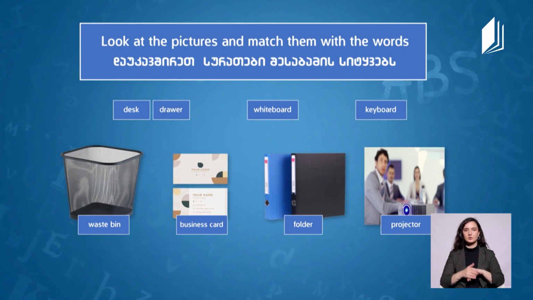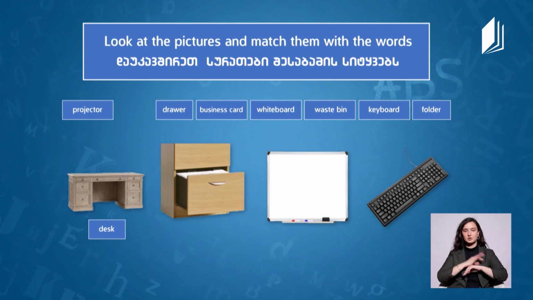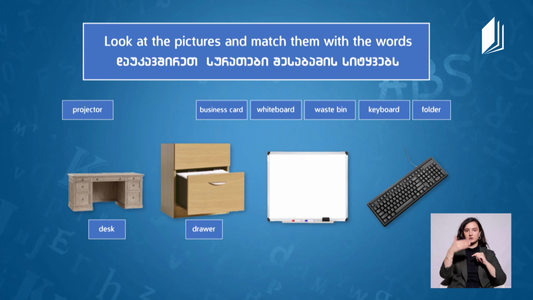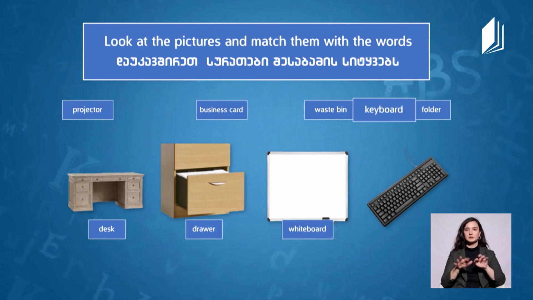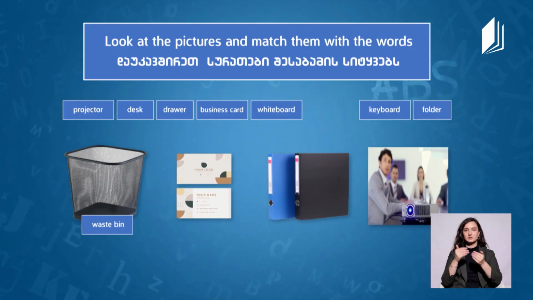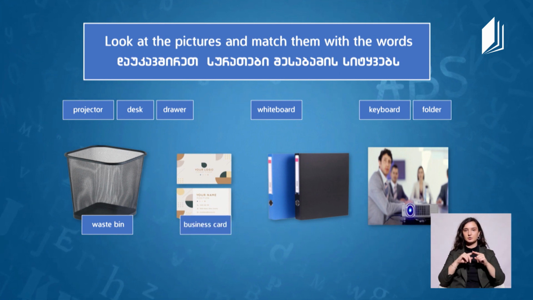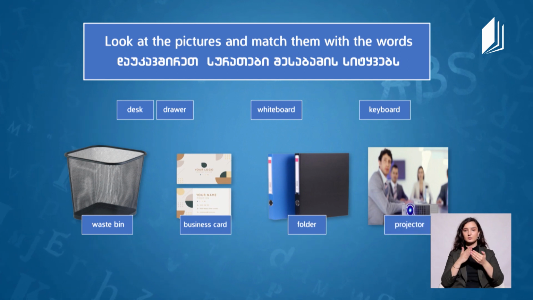Fantastic. Now let's go over all of the answers one more time. So the first picture is desk, and after that is drawer, and the next one is whiteboard, and the next one is keyboard. And the next one is waste bin. And the next one is business card. And the next one is folder. And the last one is projector.